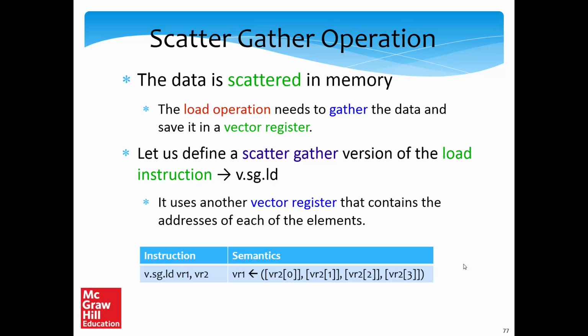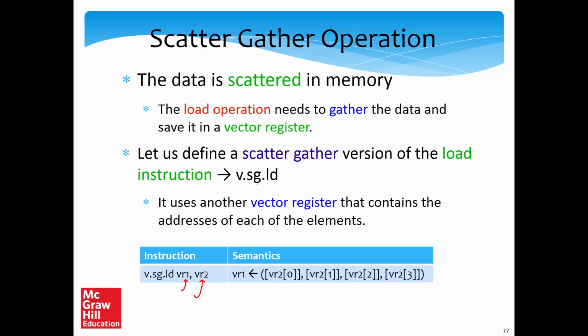So let us define a scatter-gather version of the load instruction. Instead of v.ld, it is v.sg, s for scatter, g for gather, v.sg.load. This will use another vector register that contains the addresses of each of the elements. The format of this instruction will be something like this: v.sg.ld, vr1 and vr2. vr1 is the vector register that needs to be loaded, and vr2 is the vector register that contains the addresses. So we assume a 32-bit memory system.